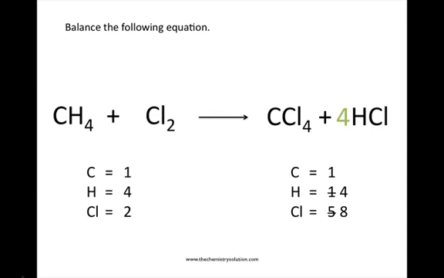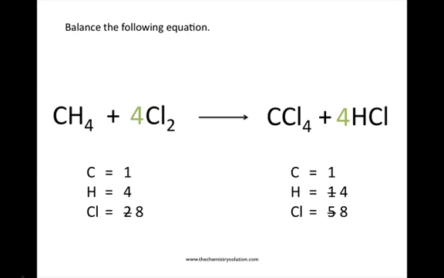If we compare the types and numbers of atoms that we have on the reactant side and the product side now, we'll see that we still have 1 carbon atom on each side, we have 4 hydrogen atoms on each side, but on our product side we have 8 chlorine atoms, and on our reactant side we only have 2 chlorine atoms. So in order to balance our chlorine, we're going to add a 4 coefficient in front of our Cl2 molecule. And if we have 4 molecules of Cl2, that now means that we have 8 chlorine atoms on our reactant side.